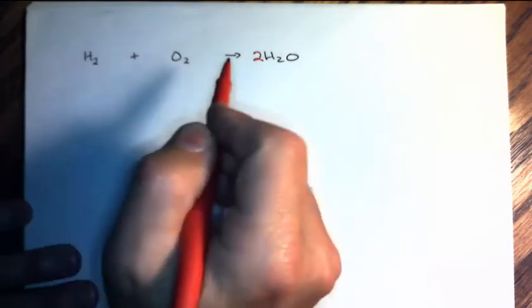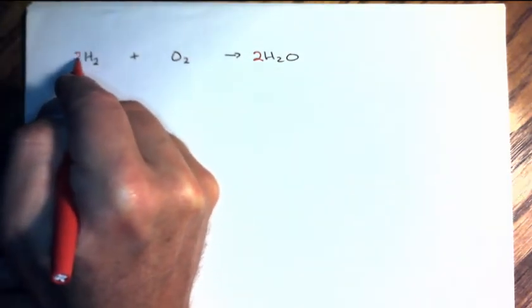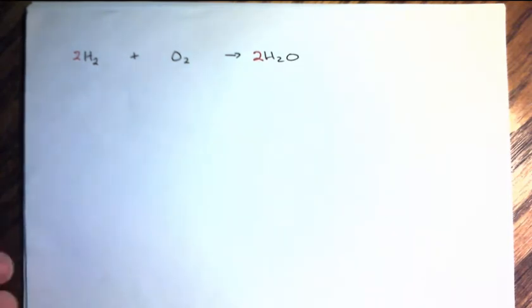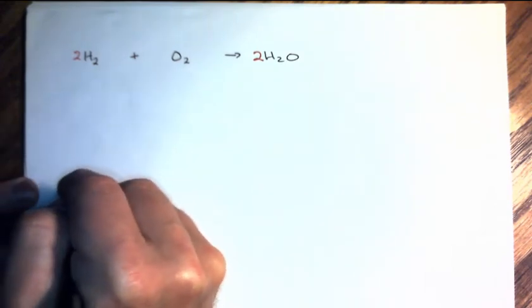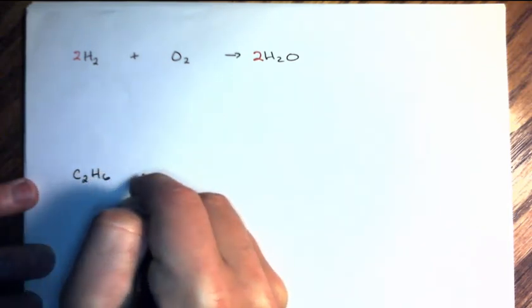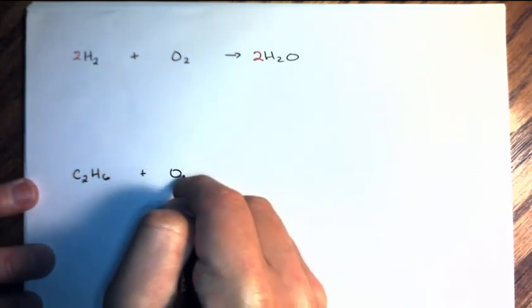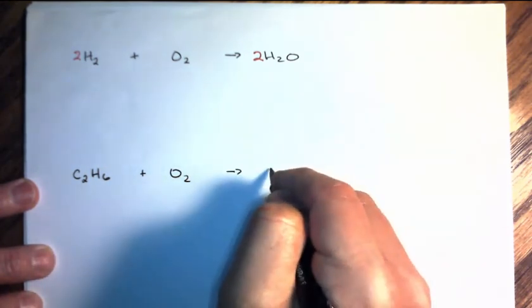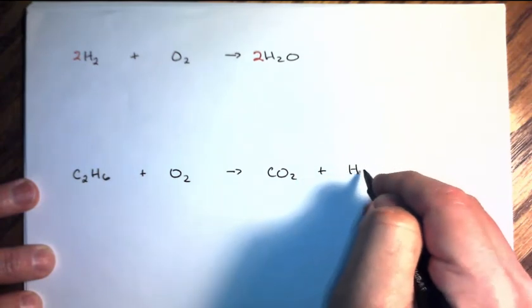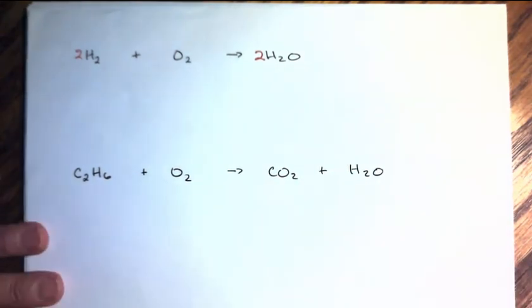So we have 2 oxygens, I've got to put a 2 here. But that changed the number of hydrogens. So to balance out the number of hydrogens, I need a 2 here. Okay? And that's the basic idea behind balancing an equation. But some equations are far more complex than that. Okay, so balance this equation.